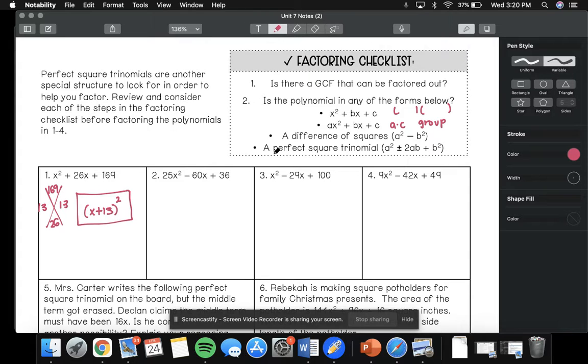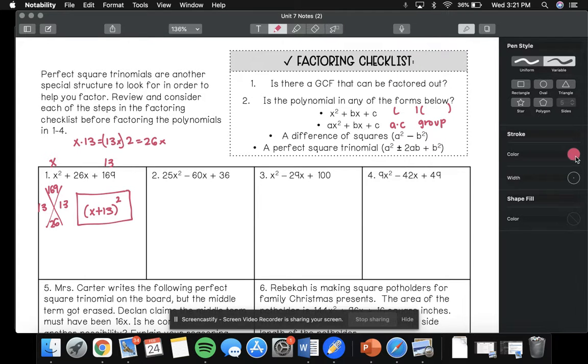Okay, what you could have done is you could have gone back through and seen, well, the square root of x squared is x. The square root of 169 is 13. x times 13 is 13x. And then if we double it, we would get 26x, which does match my middle term. Okay, again, it's a lot of different tricks to remember. I would just feel confident remembering that we're just factoring, and you can always do the AC method.